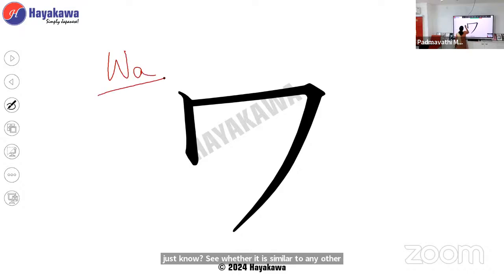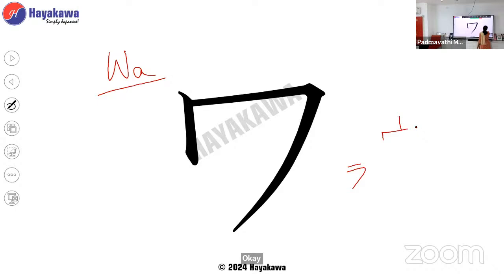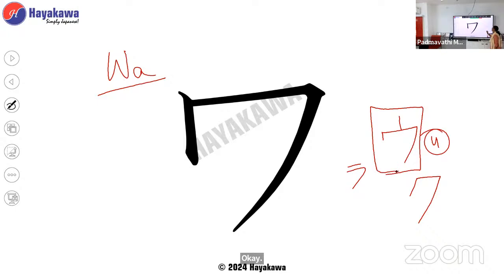Ra, Katakana ra. Katakana u. Katakana ku, also okay. But exactly we can compare it with u, without the head. So the same letter without the head is going to be wa.